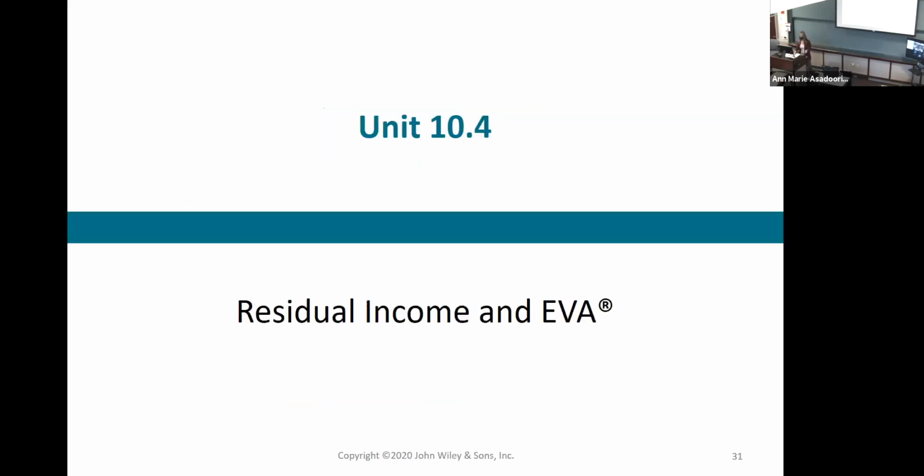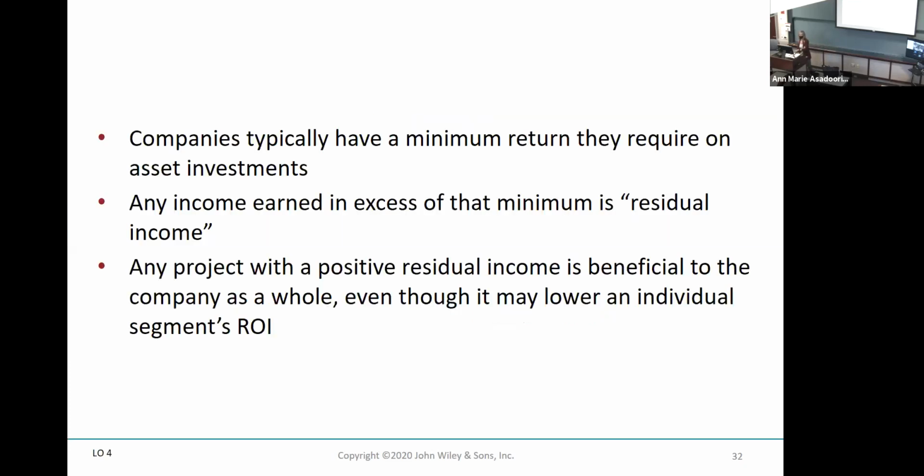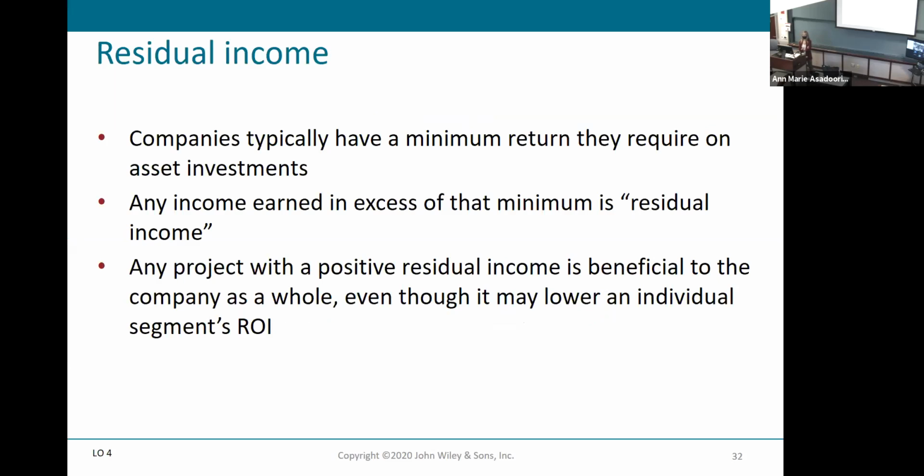Okay, so which is going to bring us to residual income and economic value added evaluations. So residual income and economic value added are different ways of evaluating segments of the business. I'll tell you right now, ROI is the one that is most generally used, but these are alternatives. And what they're going to do for you is make that goal congruence happen. Okay, so let's start with residual income. Companies typically have that minimum return that they require on asset investments. You know that the CEO of Centex Yarn is telling all the divisions 15% is the minimum return that we want you to make on your investments.